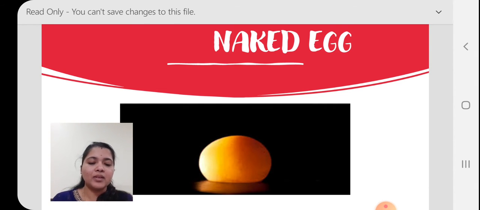Wash the egg under tap water. Take out the egg with the help of a tablespoon because it is dilute HCl. You can't use your hand to take the egg. So be very careful and take out the egg with a spoon. This is the naked egg. Wash it under the tap water very thoroughly.